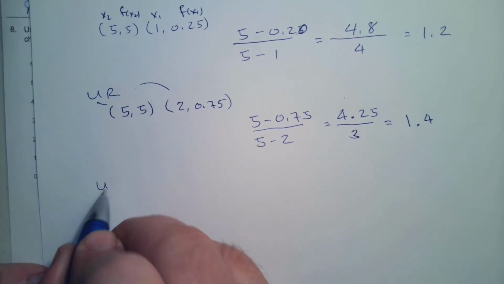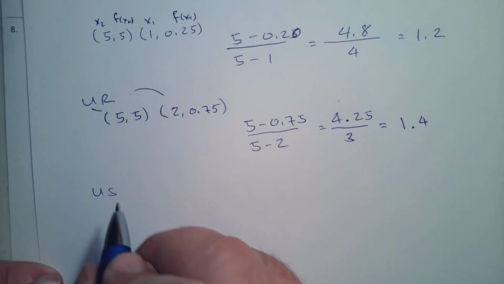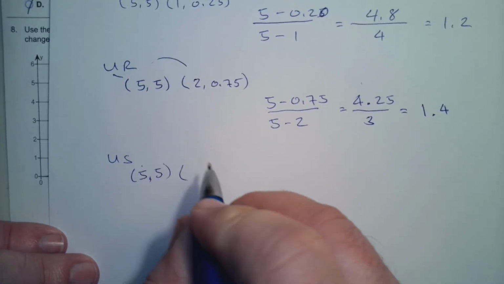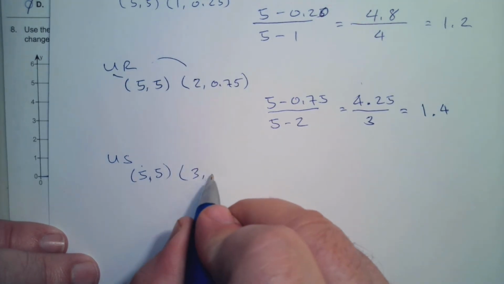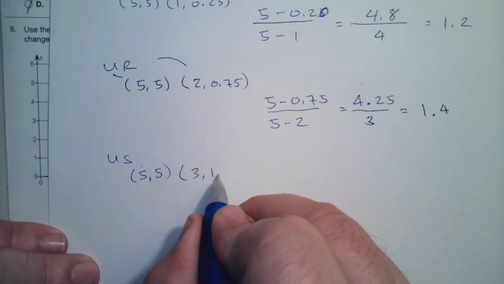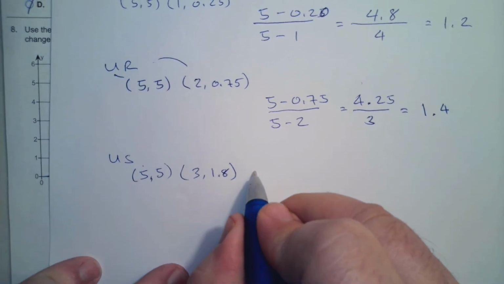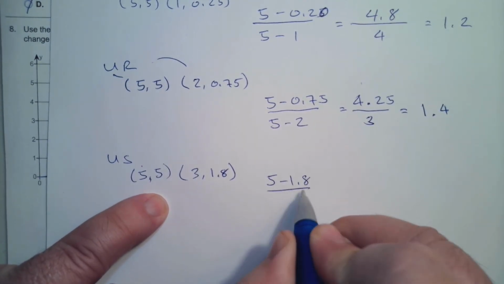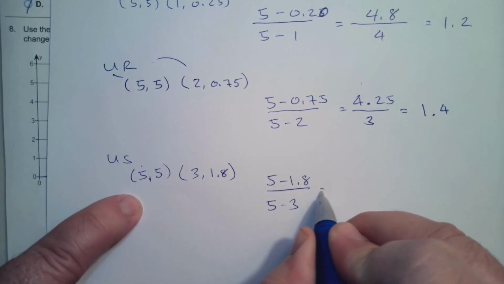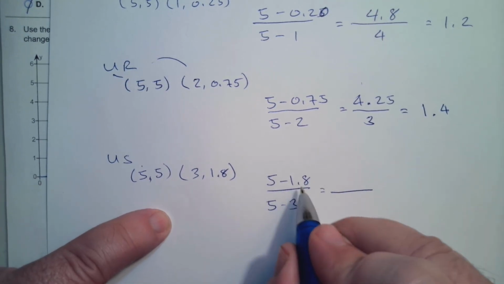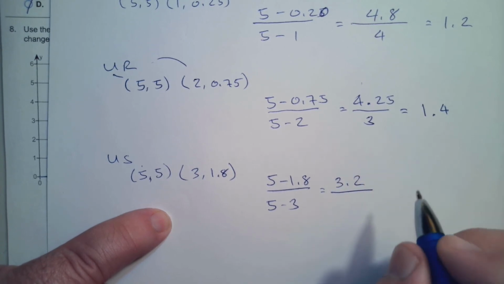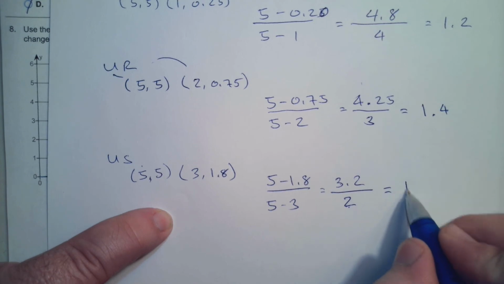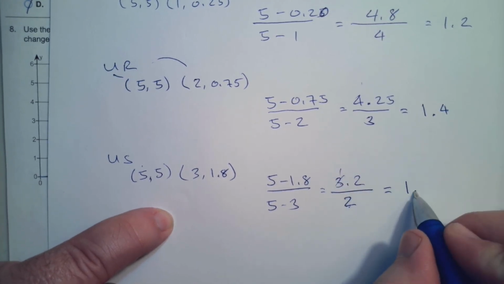Okay, so the next is US. So it's 5, 5. S was 3, 1 point. Let's make it 1.8. Make it easier for us. So it's 5 minus 1.8 over 5 minus 3. 5 minus 1.8 is 3.2 over 2. 2 goes into 3 once. 2 goes into 12, 6.